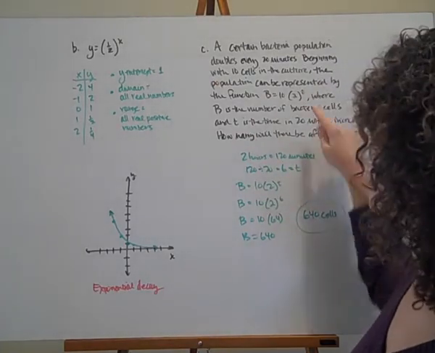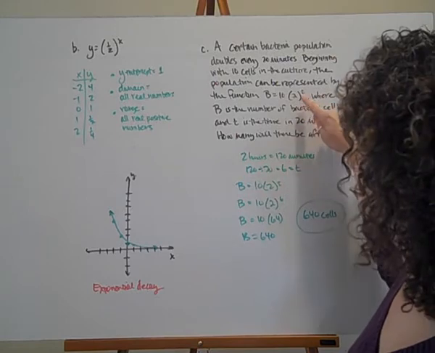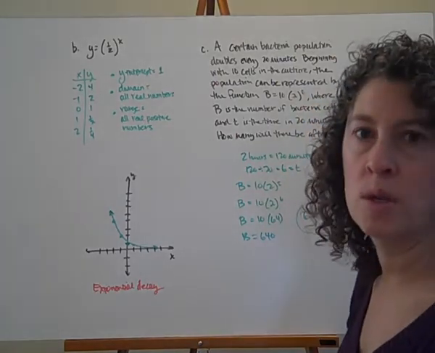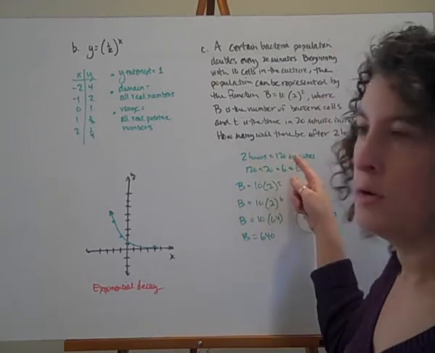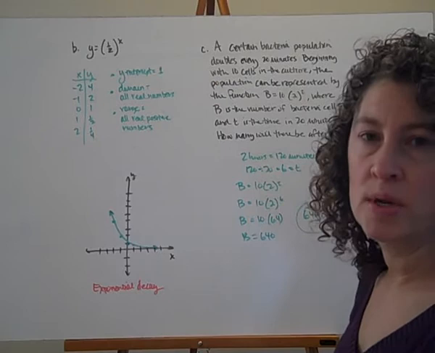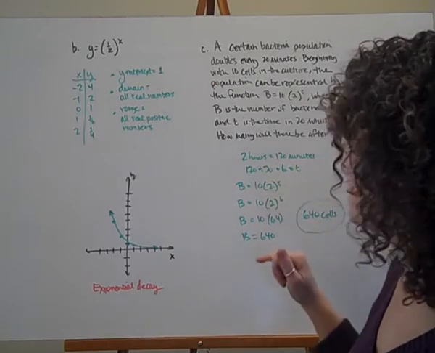So the first thing I need to do, since my t is my time, but it's in 20-minute increments, is break up this 2 hours into 20-minute increments. So 2 hours is 120 minutes. 120 minutes divided by 20 gives me 6 20-minute increments. So I'm going to use 6 for my t here.